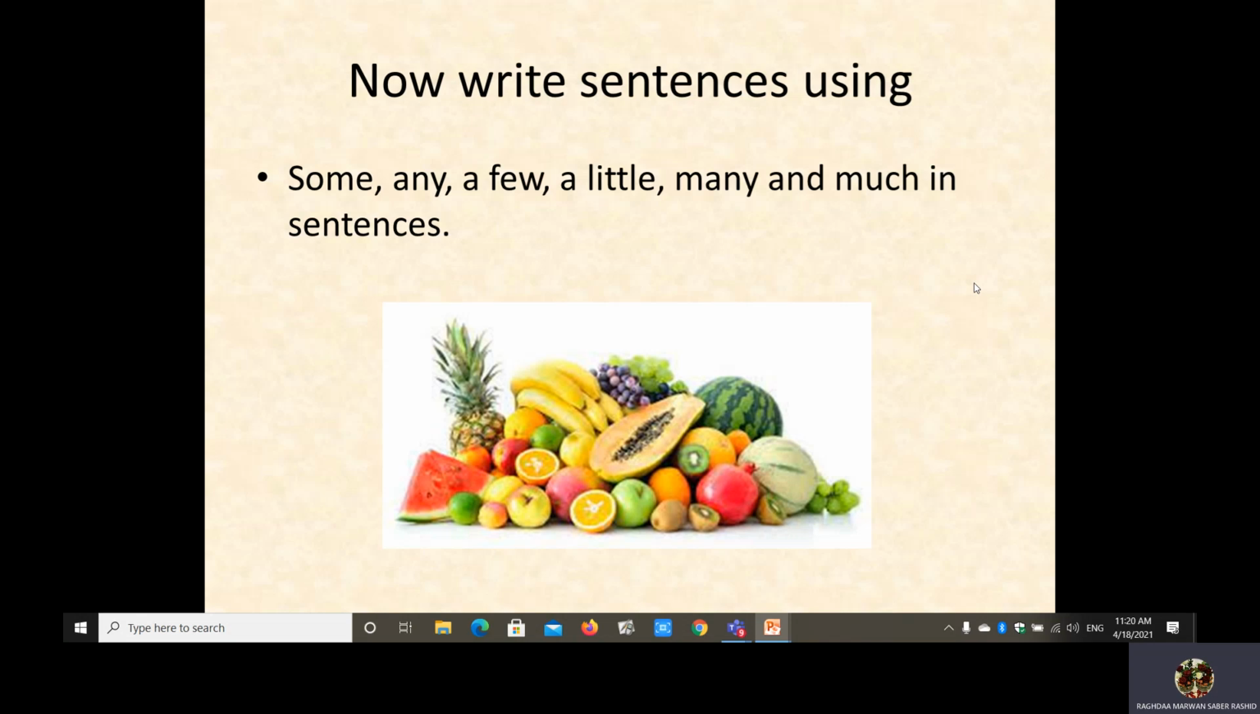Okay? Now you can write your own sentences using some, any, a few, a little, many, and much. For example, I have a few strawberries in the fridge. I have a little cheese in the fridge. I have many books in my bag. I have much water in my bottle, for example. I have some plates in the kitchen. I don't have any fruits in the kitchen. Like this, okay? I'm using my own sentences and you can write your own sentences too.